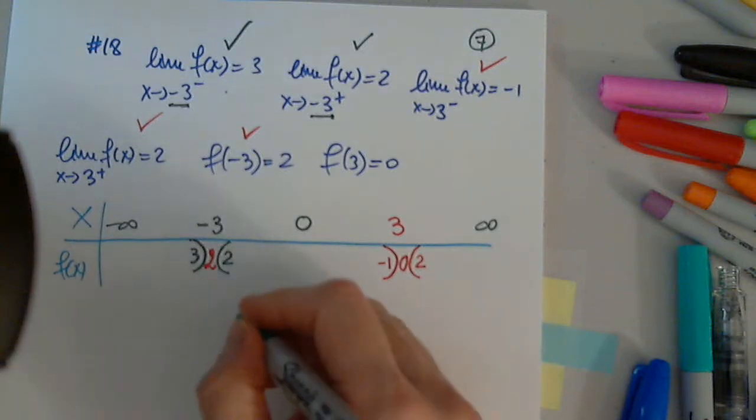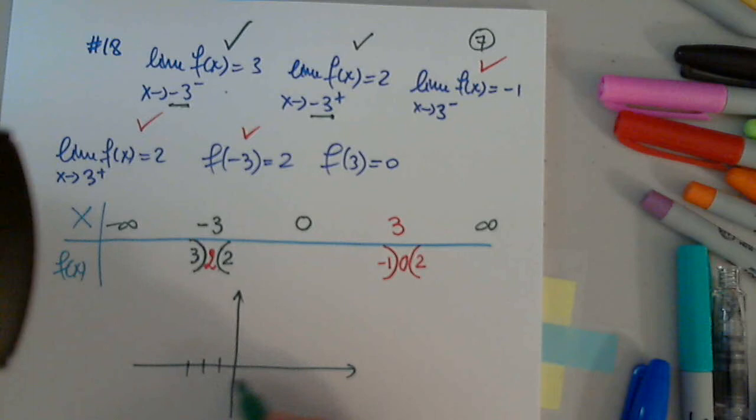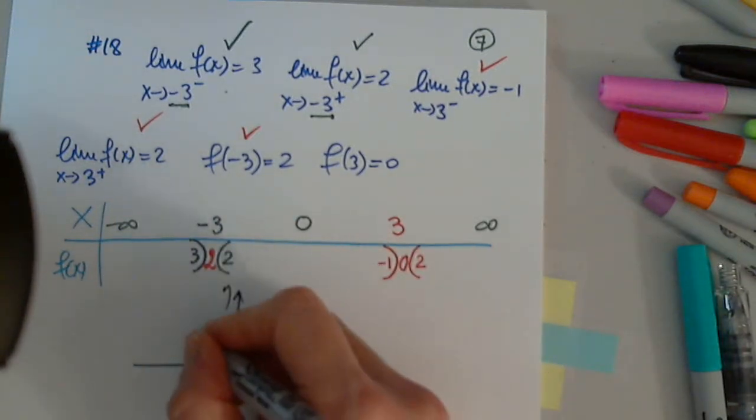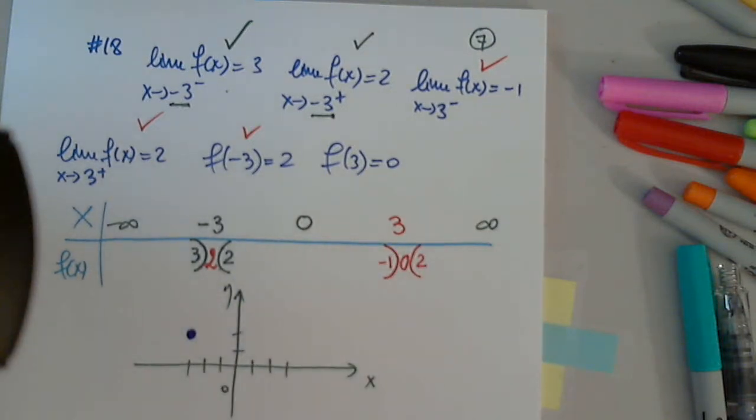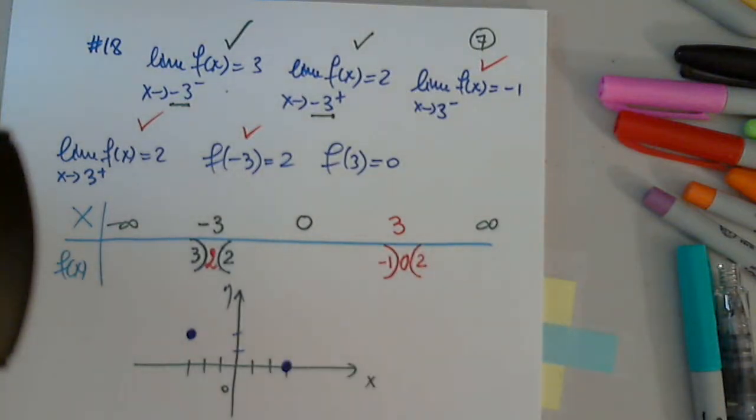So, ready to graph. 1, 2, 3, 1, 2, 3. Okay. Negative 3 comma 2, this is a full point. And 3 comma 0, this is also a full point. So again, negative 3 comma 2, and this is 3. Okay, these were the full points.